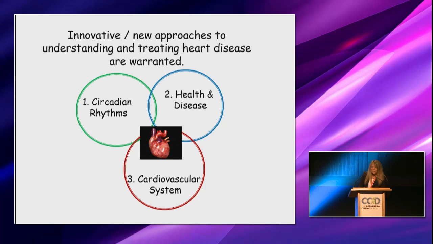And what my group does to look at this is sort of like this Venn diagram. We look at the intersection of these three areas. So we study circadian rhythms, how they relate to human health and disease, and specifically how they relate to the cardiovascular system.